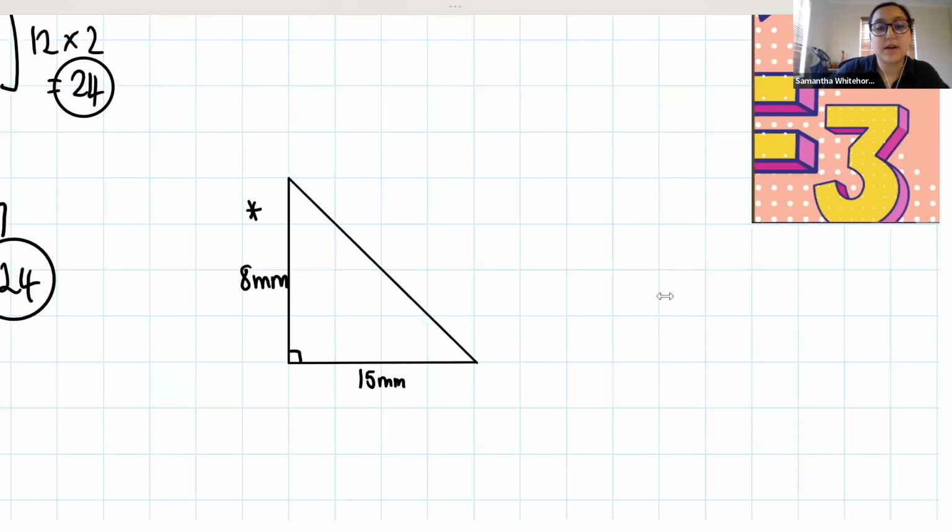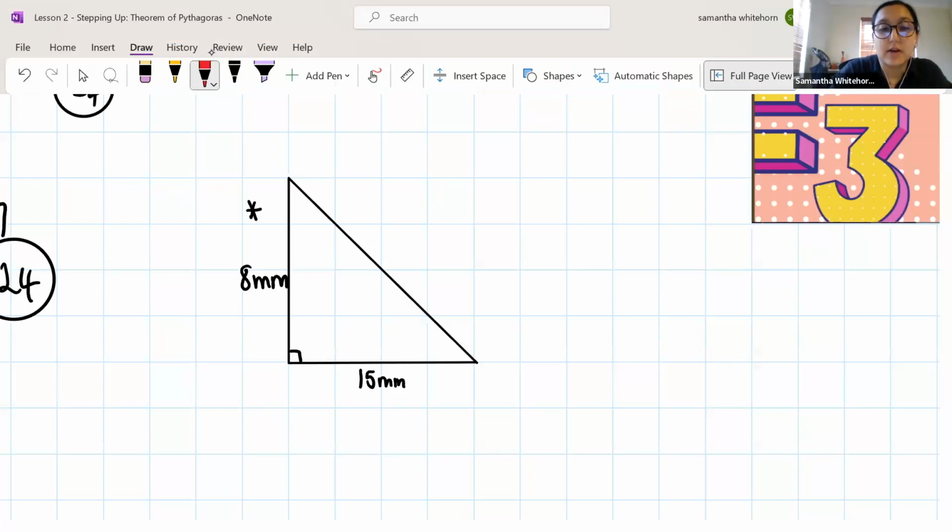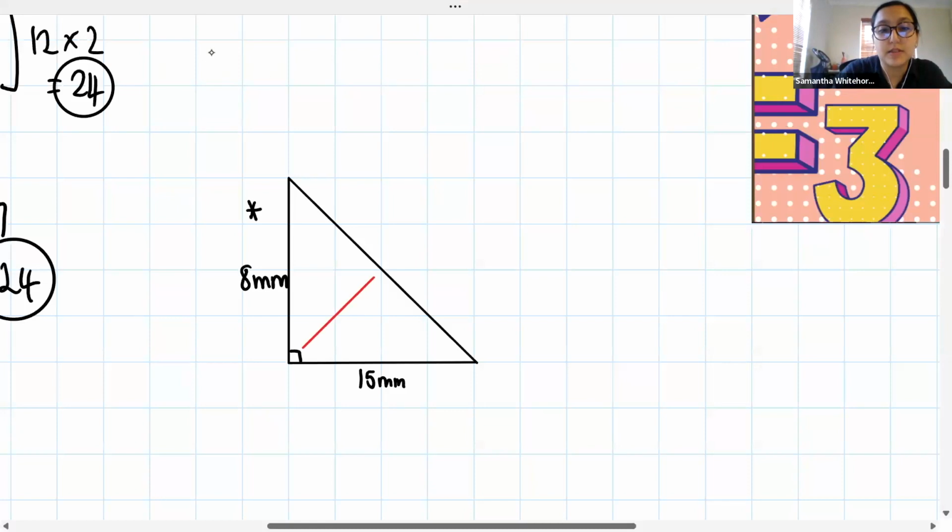All right, so guys, here's my right angle triangle. We're going to have a look at this now. Remember, like I said, the first thing that we always want to do is identify our hypotenuse. Hypotenuse is the side directly opposite my 90-degree angle, or my right angle. And so this side here is my hypotenuse.